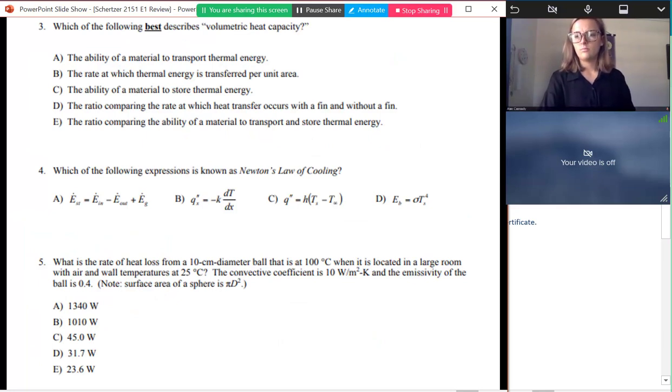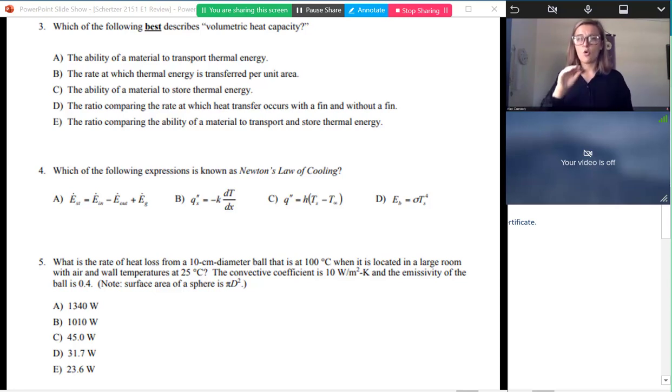Multiple choice question number 3 asks us, which of the following best describes volumetric heat capacity? So is it the ability of a material to transport thermal energy? That sounds a little bit more like maybe conductivity. The rate at which thermal energy is transferred per unit area. So I know that heat capacity is sort of talking about how much energy we need to increase a temperature. So this is talking about a rate, so that's probably not the right one.